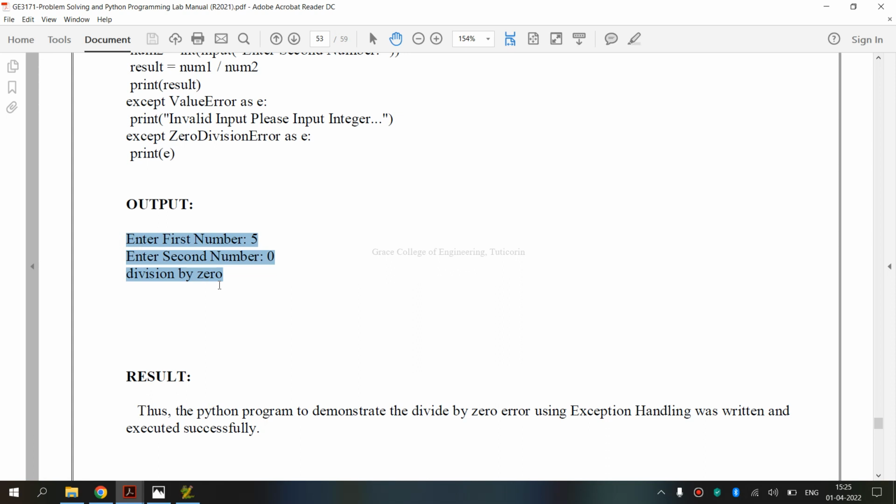Finally, we have executed GE3171 Problem Solving and Python Programming Laboratory 10th A exercise, that is how to demonstrate the divide by zero error using exception handling. I hope you have understood. Thank you.